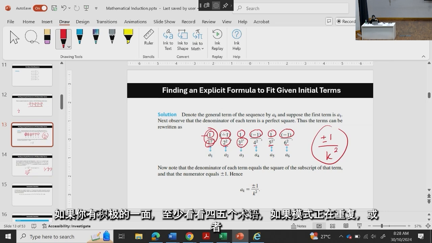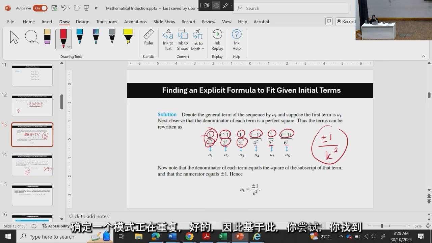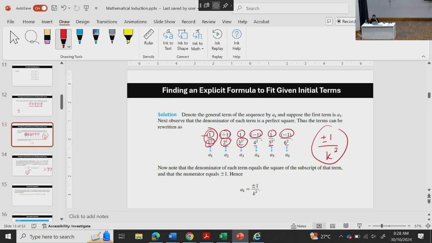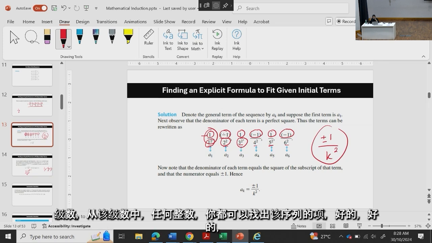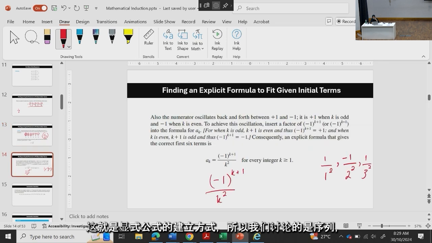Look into at least 4 or 5 terms to see if the pattern is being repeated or not. Just don't stop at 1 or 2. You have to look into at least 4 or 5 terms to determine that a pattern is being repeated. Based on that, you find the explicit formula, and then you can further refine it so that whenever you plug in any integer from that series, you can find out the term of that sequence. That is how explicit formulas are established.